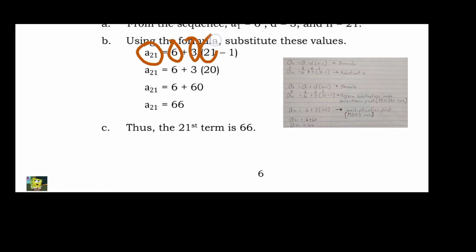a sub 21 equals 6 plus 3 times quantity 21 minus 1. We do multiplication first, so the answer is 66. Thus, the 21st term is 66.